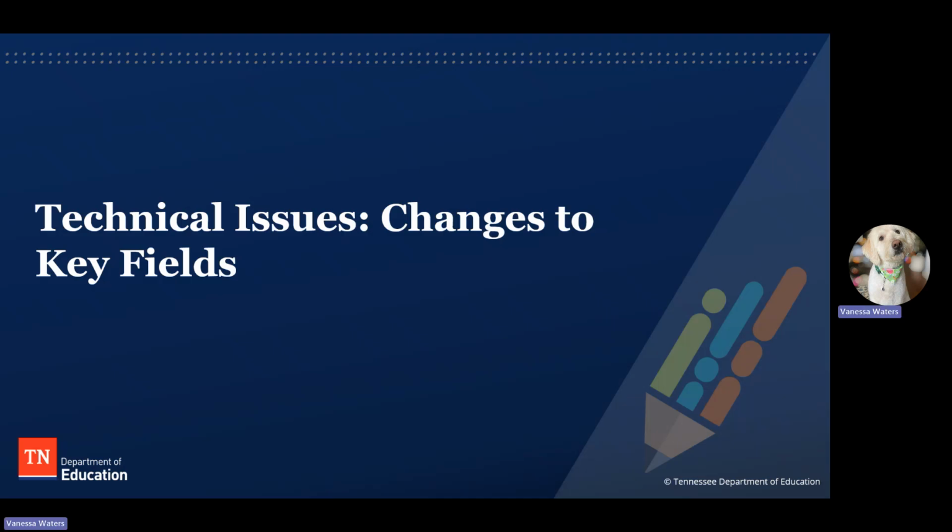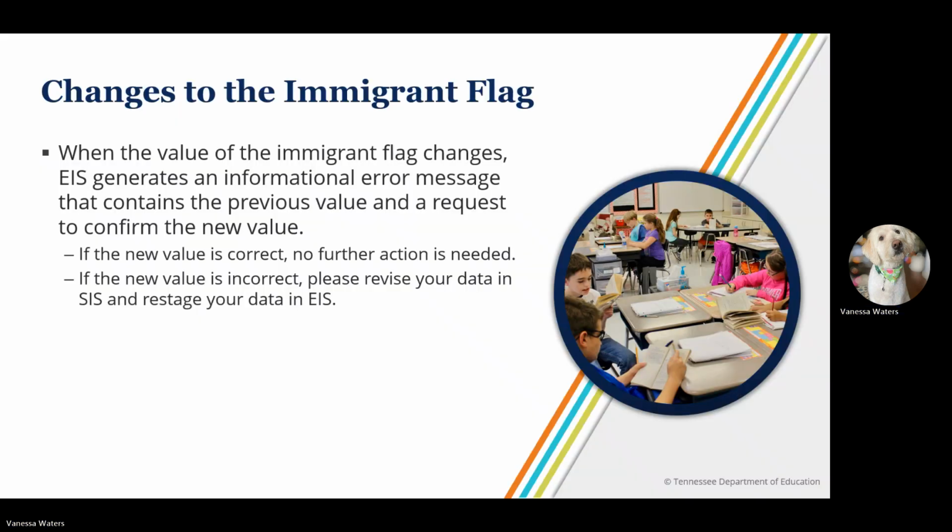All right, so we all know the technical challenges that come with technology, and sometimes it can be a little bit tricky. So let's talk about how to make changes to key fields. First, we're going to start with changes to the immigrant flags. When the value of an immigrant flag changes, EIS generates an informational error message that contains the previous value and a request to confirm the new value. If the new value is correct, no further action is needed. If the new value is incorrect, please revise your data in SIS and restate your data in EIS.